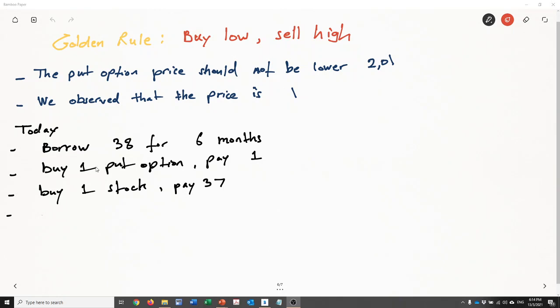Now, the put option is a special case, because if I take a position in the put option, I should take the same position in the underlying stock. So if I take a long in the put, I should also take a long in the stock. And later we will see why that's the case. Okay, so to start today, I will borrow $38 for 6 months. Why 38? Because I want to buy one put option which costs $1, and I want to buy one stock which costs 37.